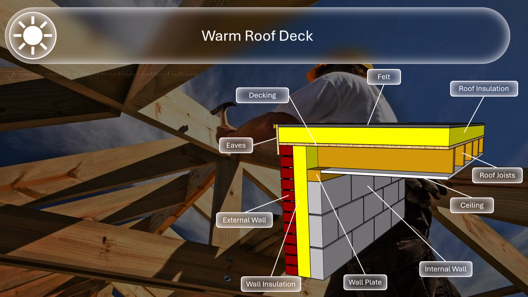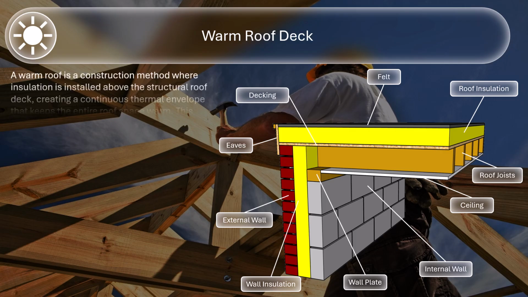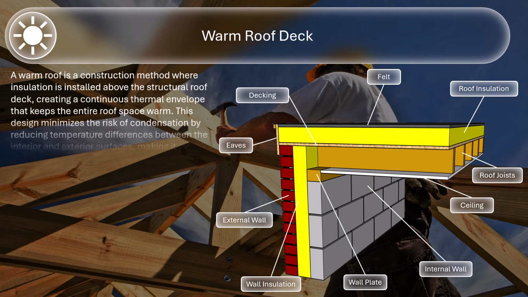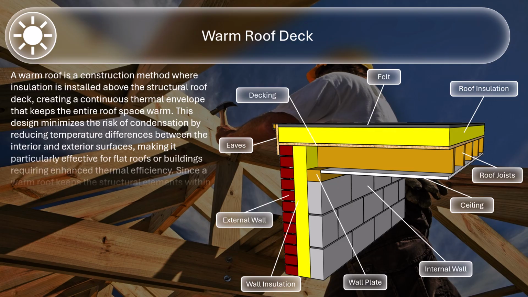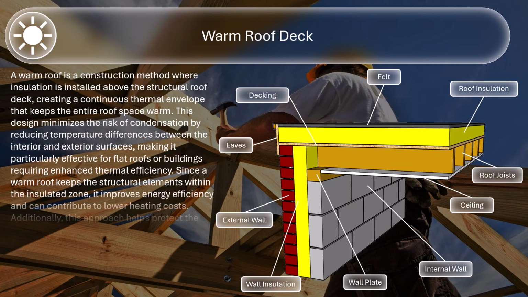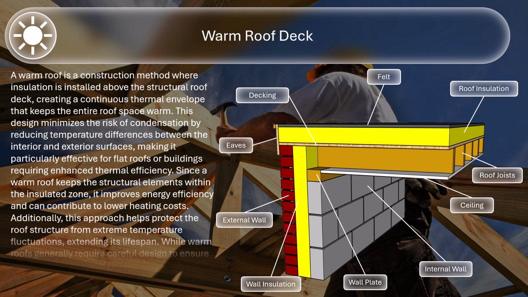Warm roof deck. A warm roof is a construction method where insulation is installed above the structural roof deck, creating a continuous thermal envelope that keeps the entire roof space warm. This design minimizes the risk of condensation by reducing temperature differences between the interior and exterior surfaces, making it particularly effective for flat roofs or buildings requiring enhanced thermal efficiency.